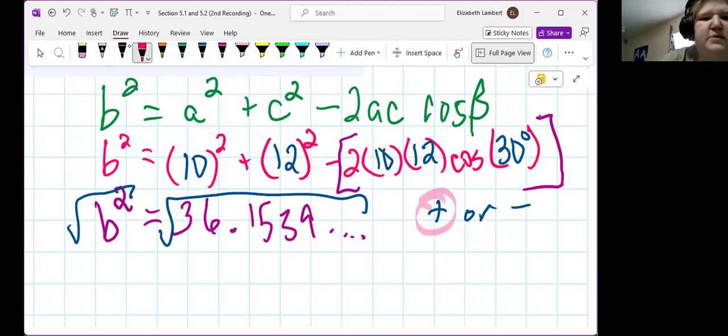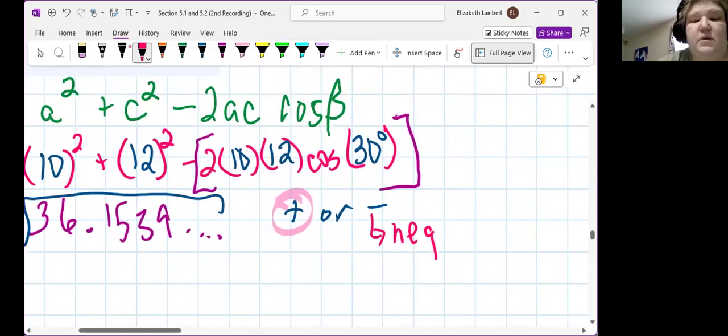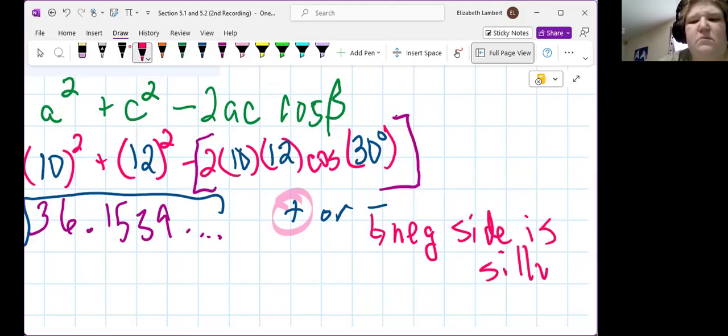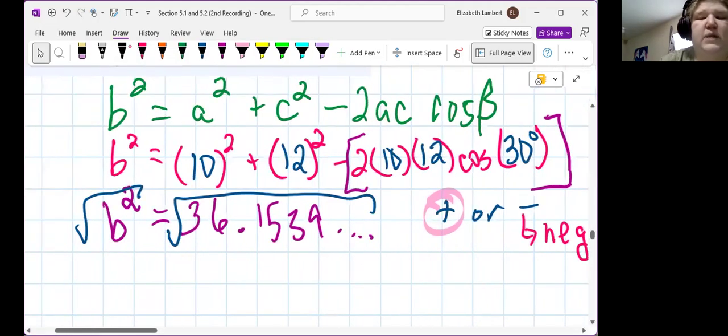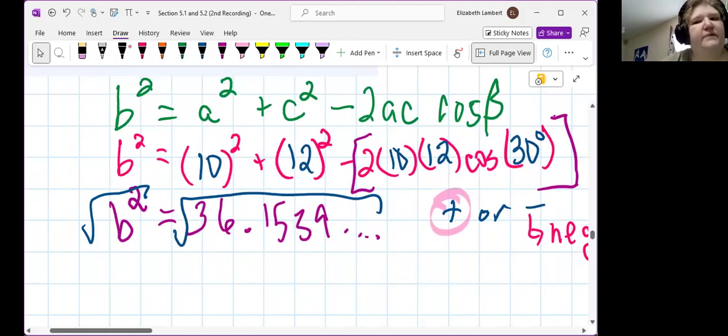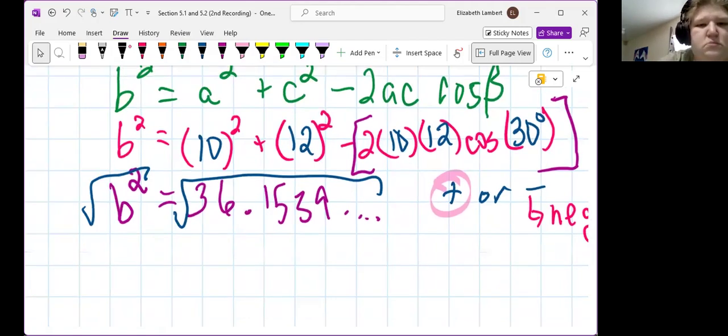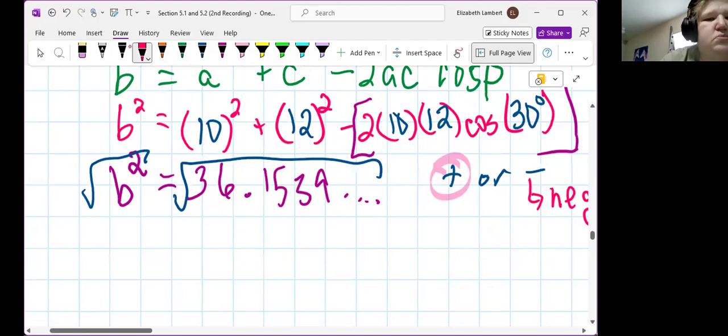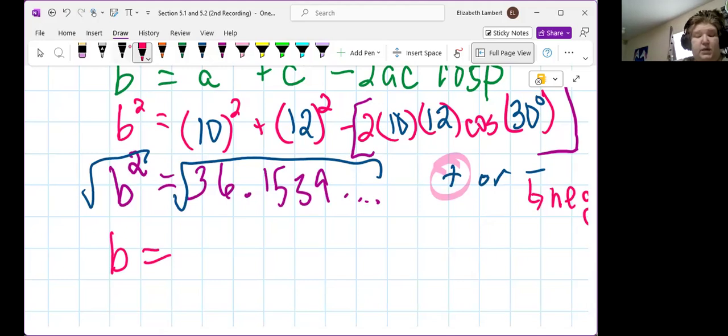So there's a plus or minus, plus, because negative side is silly. I know in physics or whatnot, sometimes you use negative to indicate direction and it might have meaning, but for what we're doing right now, no. I give it another week, maybe. So I take this and I'm going to use my exponent and put 0.5. That's the same as square rooting. And I get 6.0128.